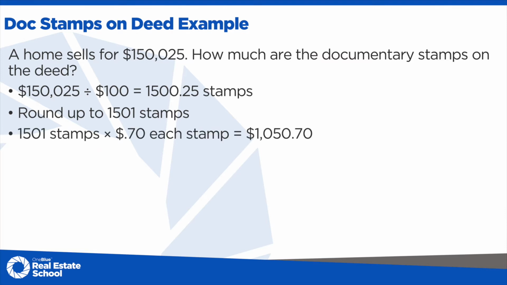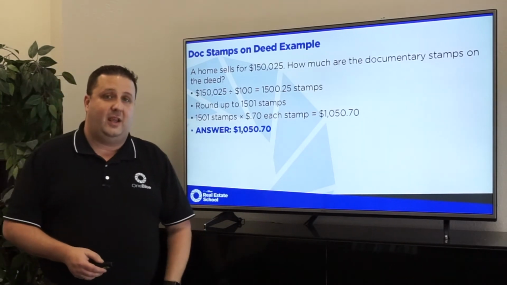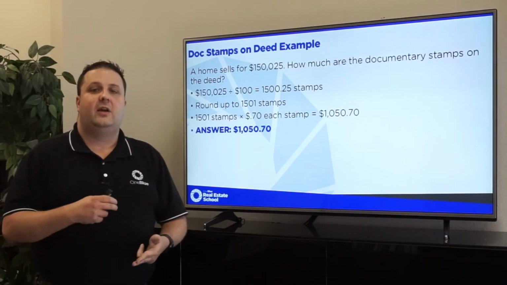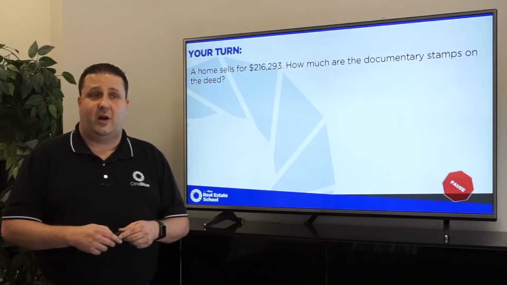How much do those stamps cost? For the deed, 70 cents. So 1,501 stamps times 0.70 gives me a doc stamp of $1,050.70. That's the stamp tax, nothing else. Don't round it, that is just all there is. So that's an example for the doc stamp on the deed. Remember, on the purchase price and the tax is 0.70. Now, why don't you give it a try?